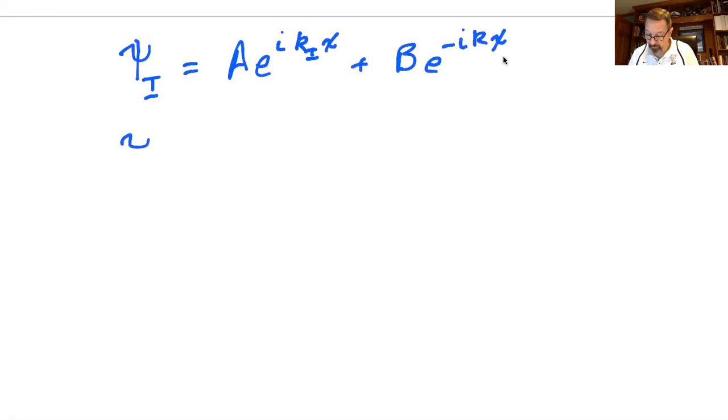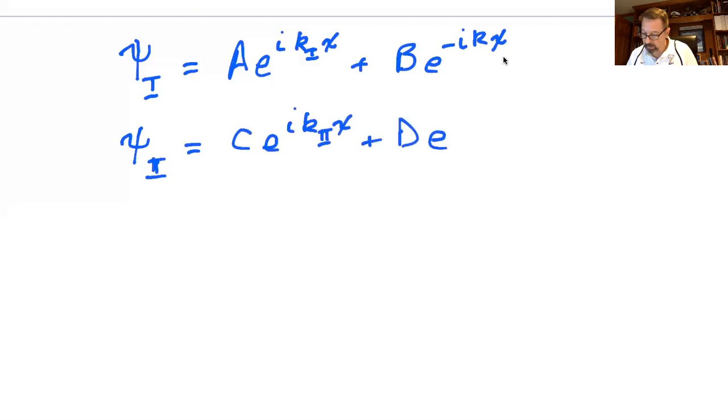Let's recover what I said about that middle region, 2, where the barrier is. That's going to be C e^(ik2x) plus D e^(-ik2x). And I see I didn't put a 1 right there. Hopefully you knew it was 1.